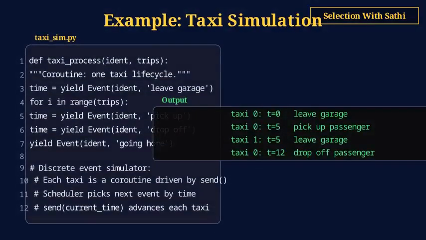The taxi fleet simulation shows coroutines as lightweight concurrent tasks. Each taxi is a coroutine that yields events: pickup, drop-off, going home. A deque holds all active taxi coroutines. The event loop pops a coroutine, calls next to get the next event, and if the coroutine is not exhausted, pushes it back to the deque. This round-robin scheduling interleaves the taxis, a simple event loop built entirely from coroutines.